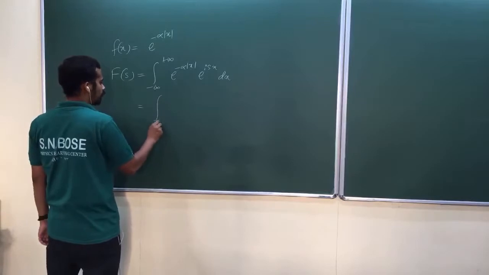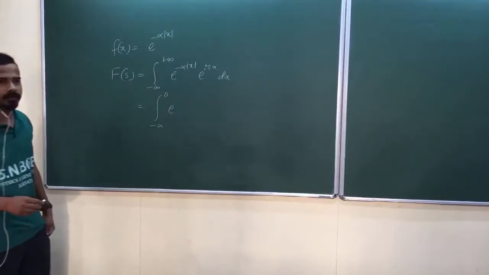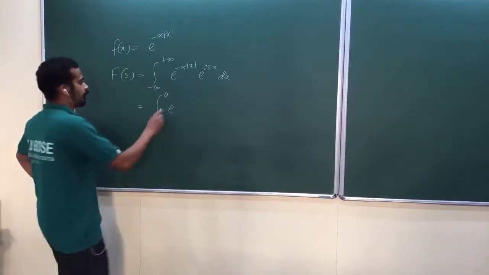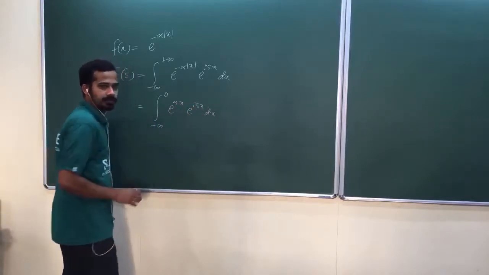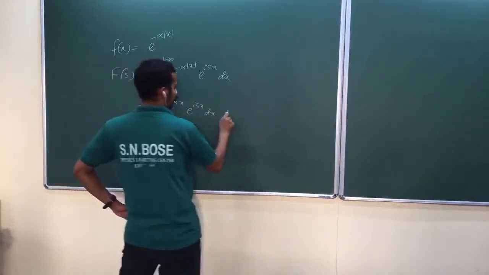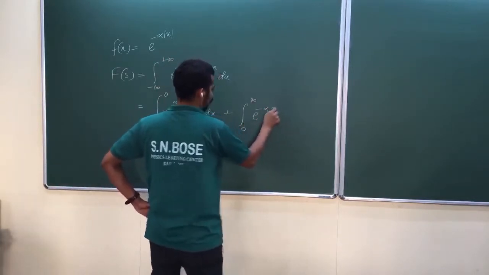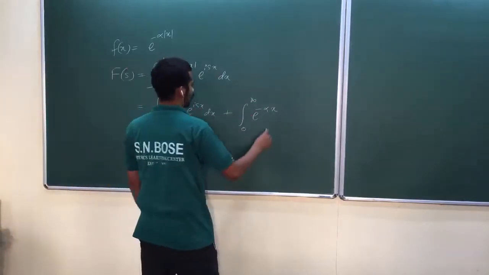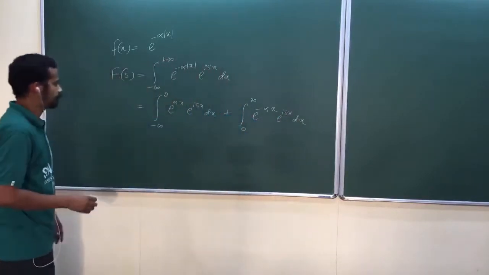Convert this one into minus infinity to 0. Minus infinity to 0, what is mod x? Mod x is minus x. Am I right? So e power alpha x e power isx dx, plus 0 to infinity e power minus alpha mod x. When x is positive, mod x is x, e power isx dx. Am I right? Check it out.